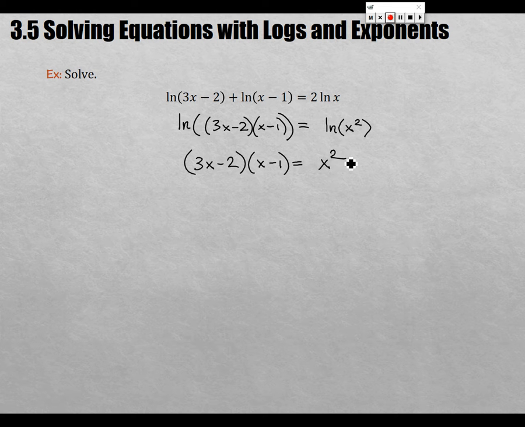We haven't used this property yet today, but we can use the one-to-one property, right? We have the log base e of something equals the log base e of something else. Well, then the two arguments must be the same since it's a one-to-one function. Using the one-to-one property, burning the log. All right, what are we going to do now? Well, we're going to outsource this to our friend in Algebra 1, okay?